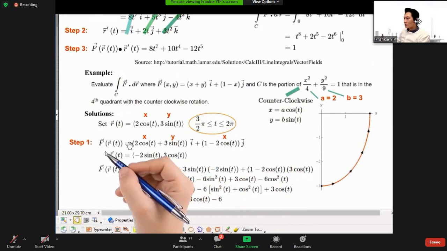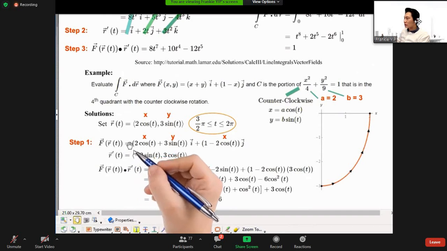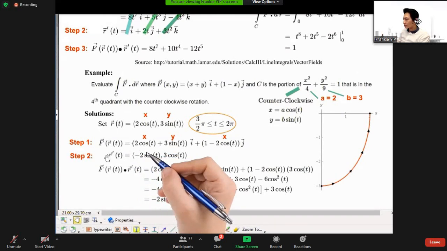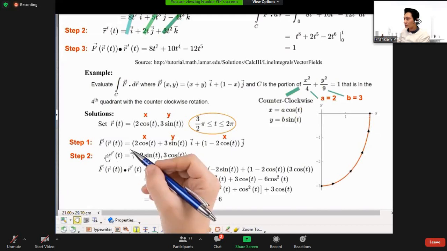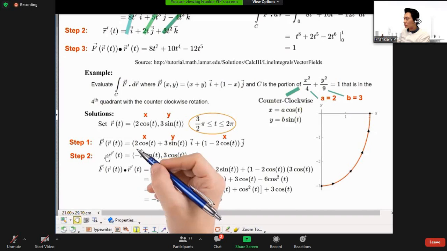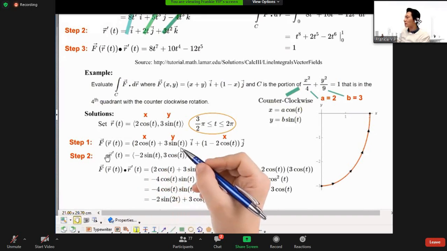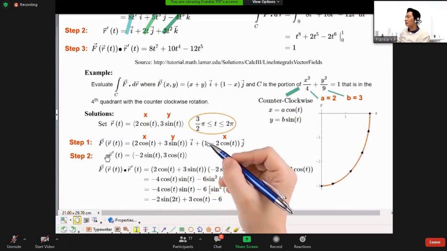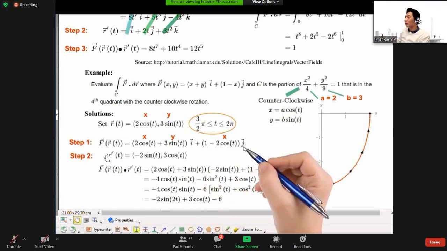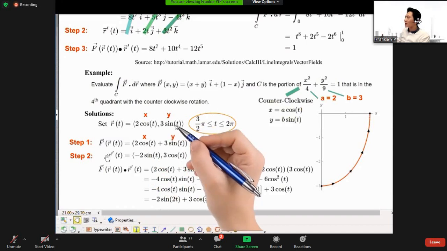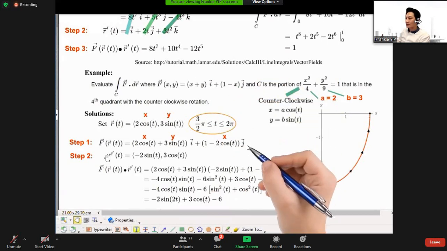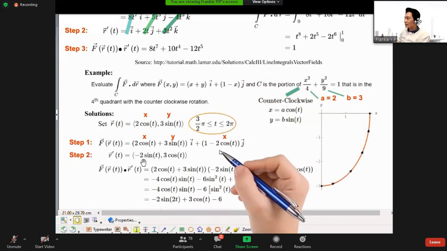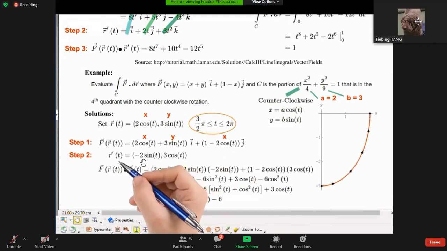Okay, so how about F(r(t)) over here? Let's see. First of all, F(r(t)) equals (2 cosine t plus 3 sine t) times i plus (1 minus 2 cosine t) j. Why? Because I substitute x and y equals 2 cosine t and 3 sine t into the original force formula to get it. Okay, and then step 2, we differentiate r with respect to t.